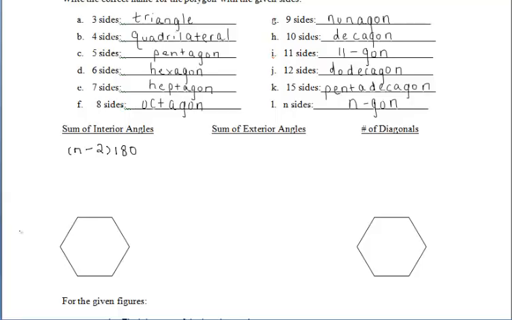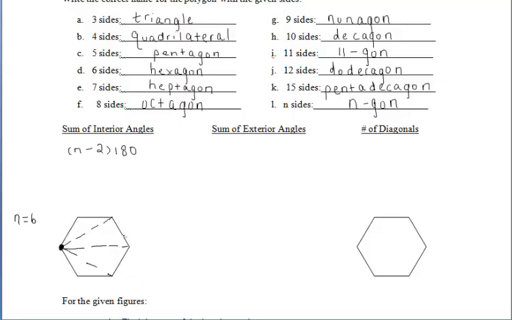To explain the formula, I'm going to use a hexagon. So our n is 6. It's a hexagon. Let's talk about where the n minus 2 comes from. So if we start at one vertex of that shape, and we draw in the diagonals from that vertex, let's see what we have formed.